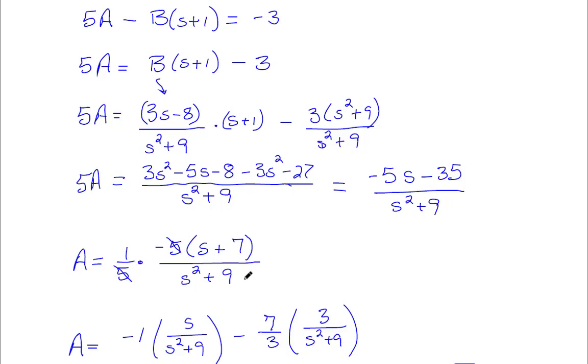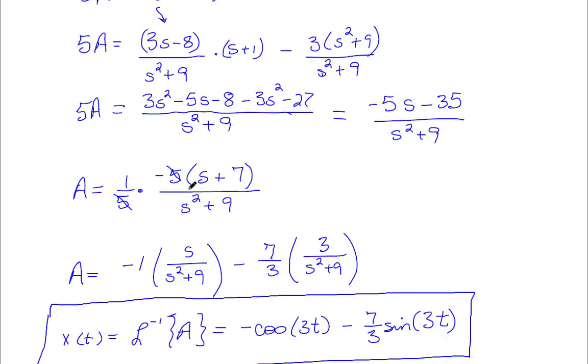And so again, I'm going to split this. So I've got the minus s and a minus 7. First part is my cosine of 3t. The second piece, the 7 on the top, I need to get it out of the way. Put a 3 on the top, divide by that same 3. All right. And so this becomes minus 7/3 sine of 3t.